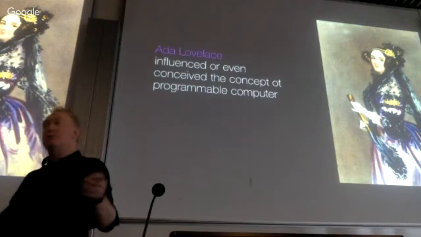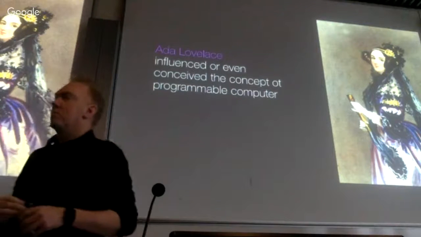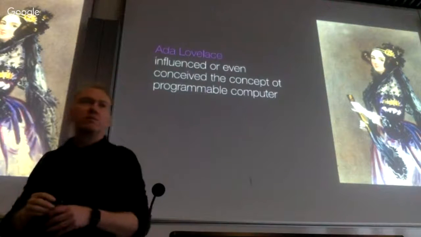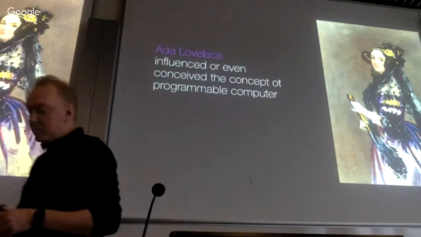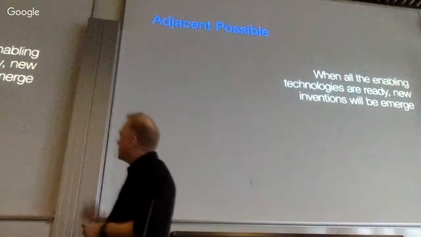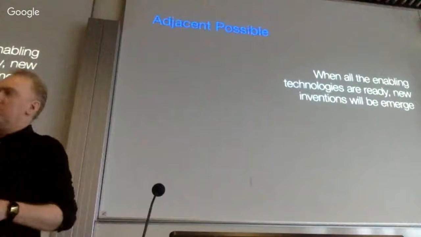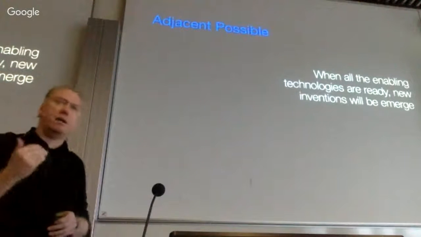And they built it, and if you go to the London Science Museum, you can see some of these machines. It's actually a really, really nice museum. So when all the enabling technologies are ready, then new inventions will come. But these were mechanical computers, and the first calculators were mechanical calculators.